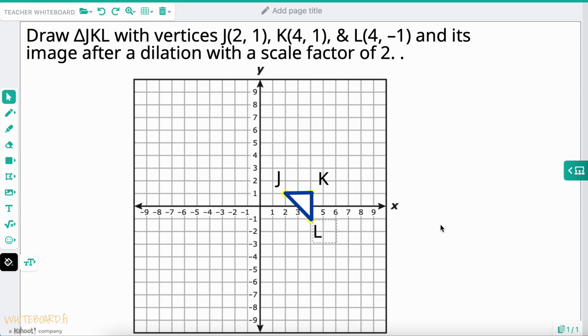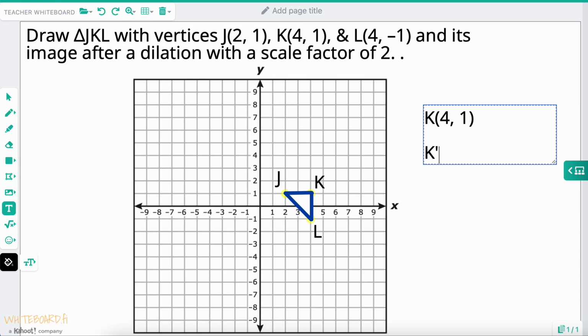So we have triangle JKL, and we want to dilate it by a scale factor of 2. That basically means that I'm going to just multiply everything by 2. That's going to make life easy to understand and be able to get. So as I look at this, that means that I am going to take 4 comma 1, and I'm going to multiply each number times 2. So here, to get K prime, I'm going to say 4 times 2 is 8, and 1 times 2 is 2. So that's going to be K prime.